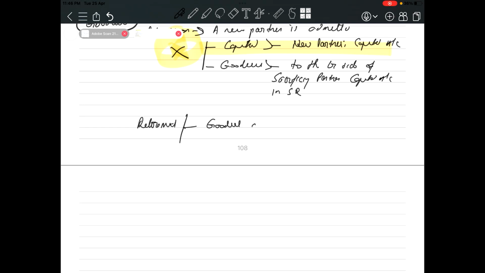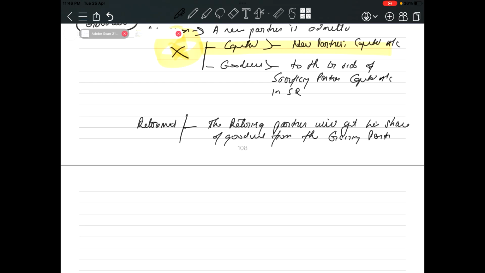Goodwill of the retiring partner, write it this way. The retiring partner will get his share of goodwill from the gaining partners.